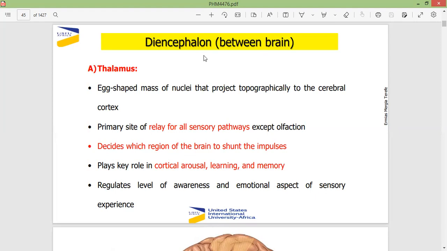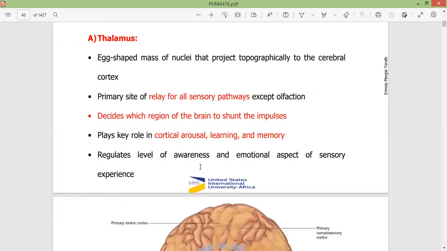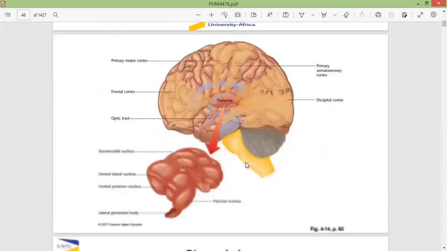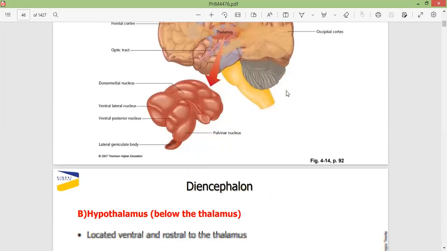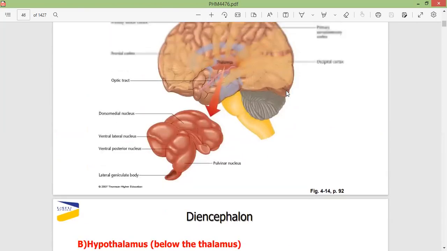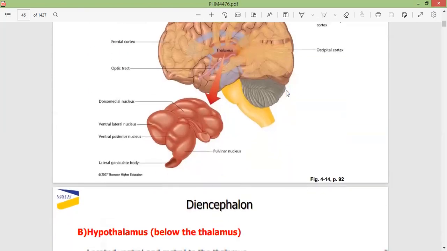Okay. So the thalamus is where all that sensory stimulus will dock, and the thalamus will now be the one to convey the information to the higher centers of the brain. Okay. So it will play a critical role in arousal, in learning, in memory. The thalamus literally is like a mini brain. It has a lot of roles. You see, even awareness, even emotions related to the sensory experience will be decoded here in the thalamus.